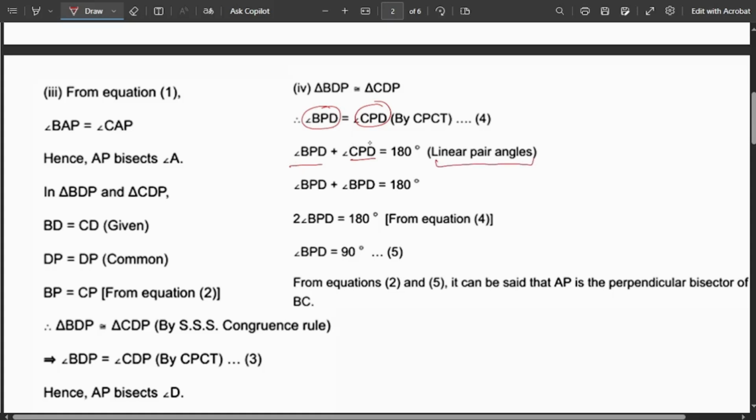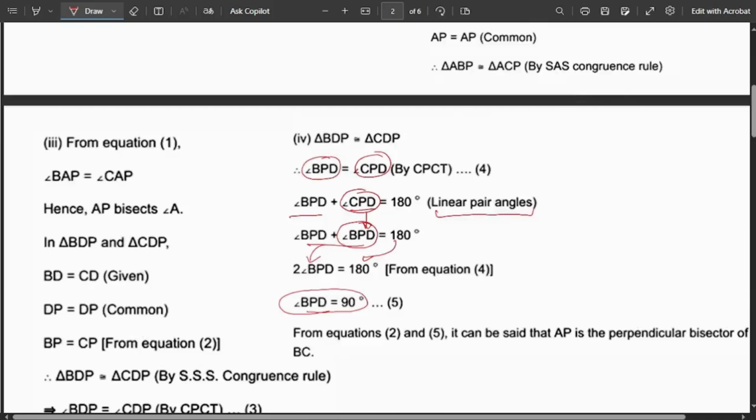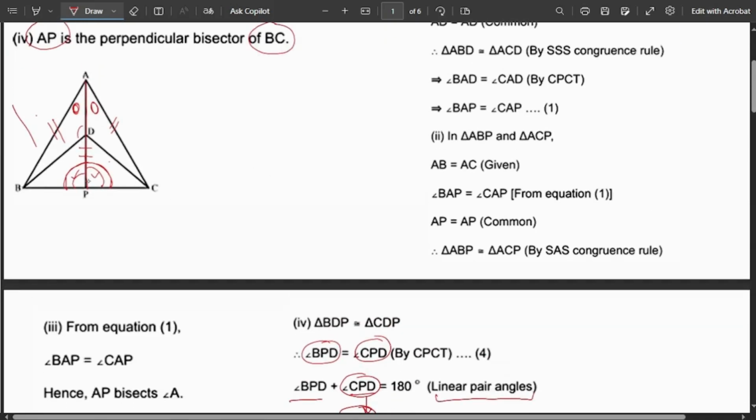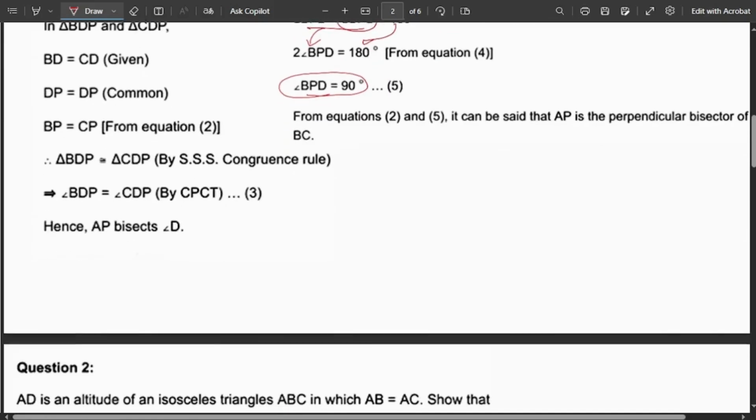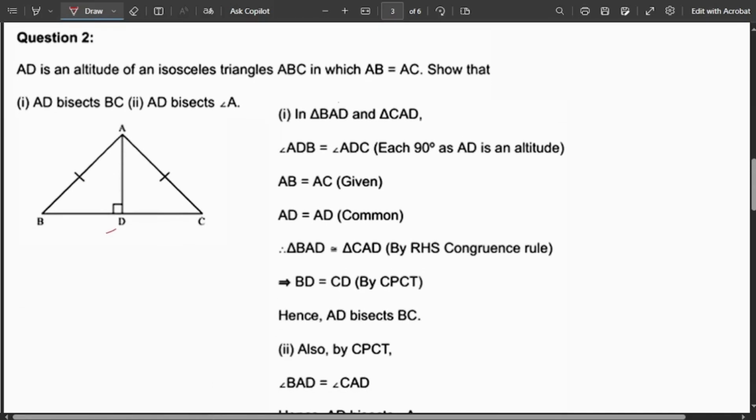Since BPD equals CPD, I can write BPD in place of CPD, and the sum 2 BPD equals 180 degrees, so BPD is 90 degrees. And since BPD is 90 degrees, CPD is also 90 degrees. Since BPD and CPD are both 90 degrees, AP is perpendicular to BC. So this is the proof of question number 1.